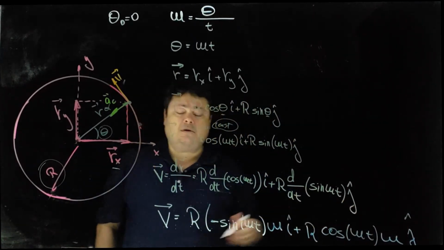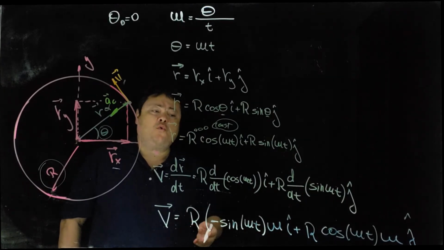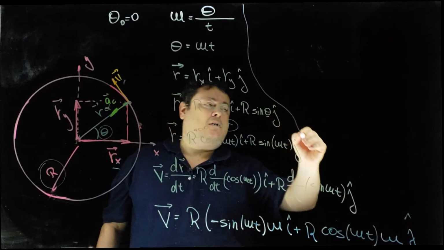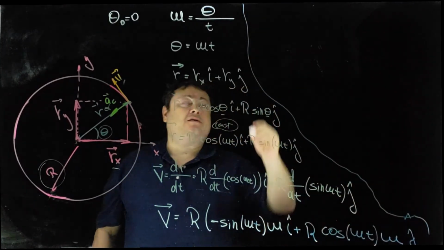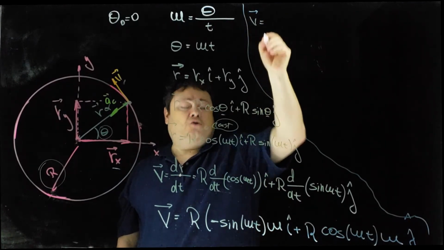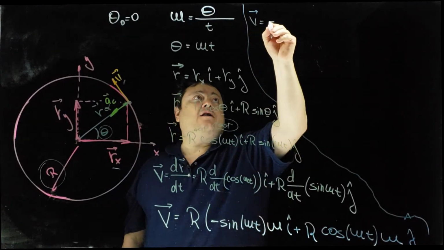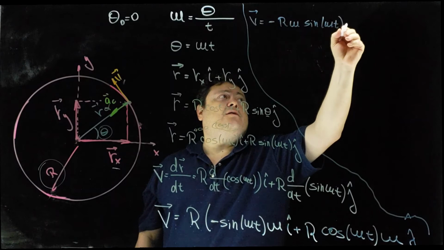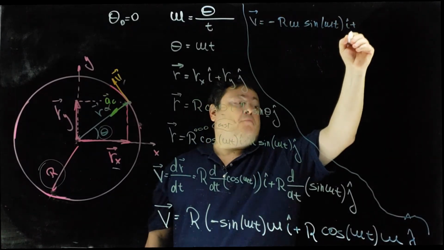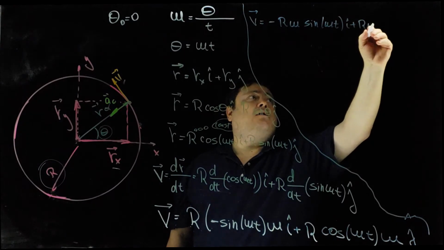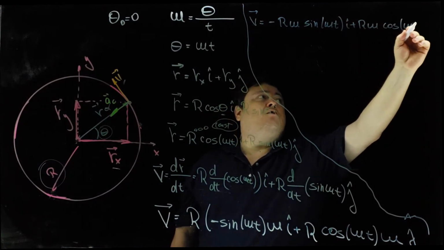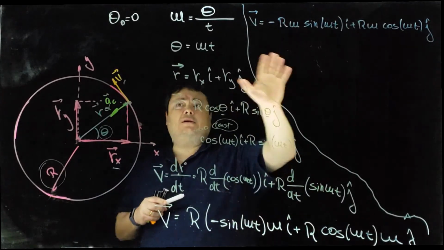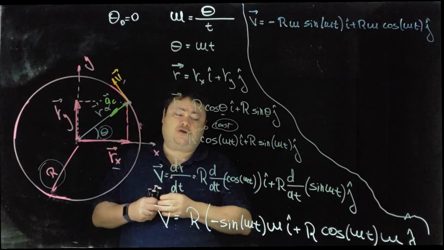So this is my velocity. I'm just going to now reorganize this and write it in a different way. Kind of like this here. My velocity then is going to be negative r omega sine omega t i hat plus r omega cosine omega t j hat. And I would ask us to hold this. I'm going to clean up the board and then finish the calculations.